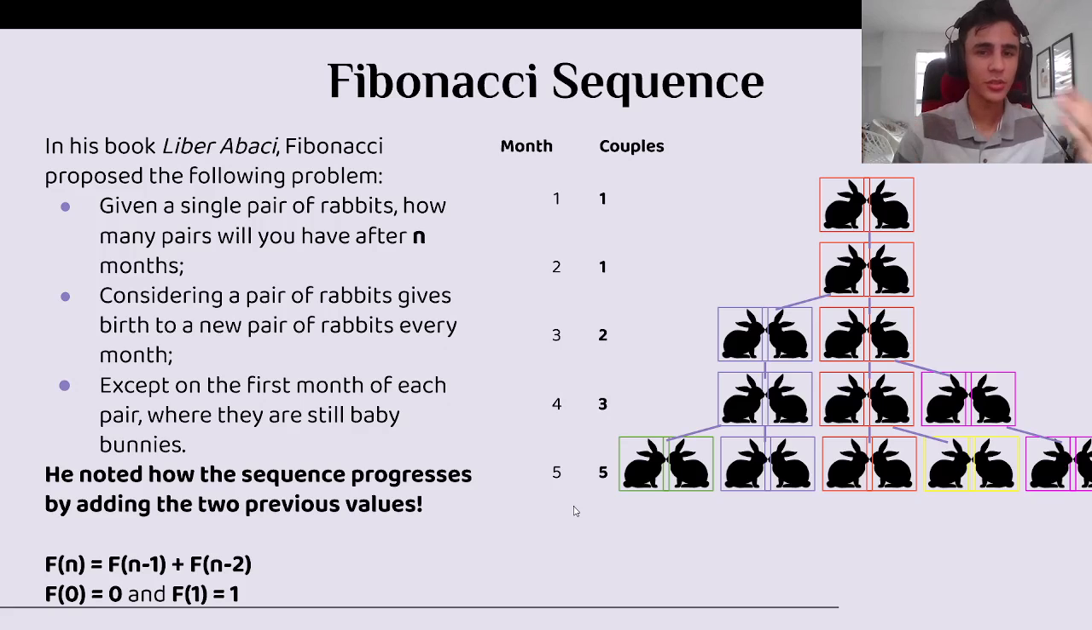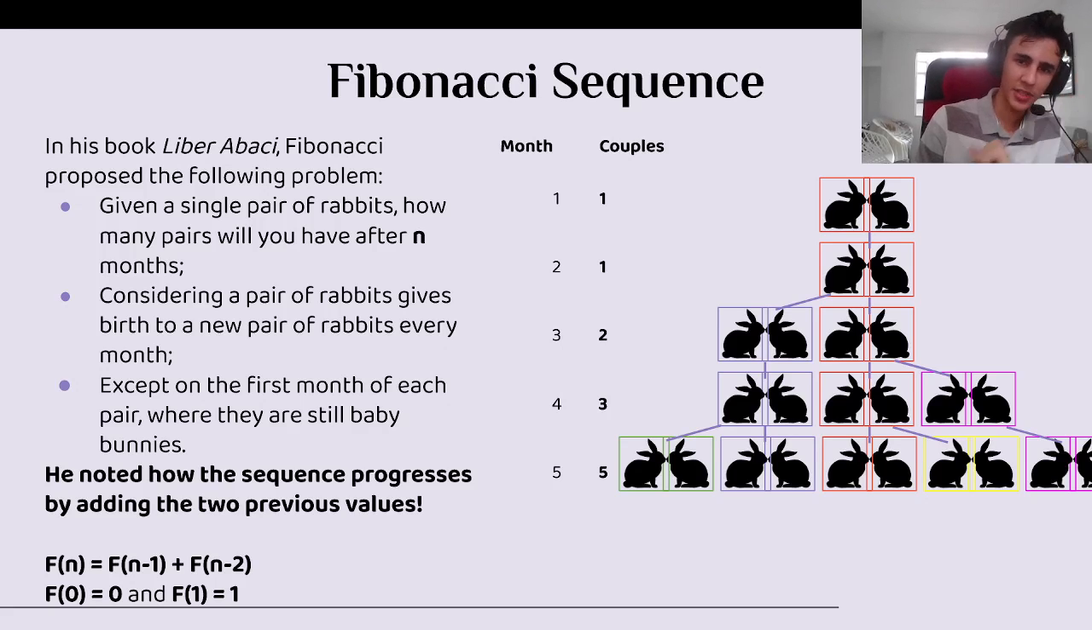Okay, so notice how he noticed as well that the sequence progresses by adding the two previous values. So 1 and 1, 2, 2 and 1, 3, 3 and 2, 5, 5 and 3. The next one will be 8. Okay, pretty simple. He formulated this into Fibonacci of n is equal to the Fibonacci of n minus 1 plus the Fibonacci of n minus 2. Except if n is 0 or 1, then Fibonacci of n is n.